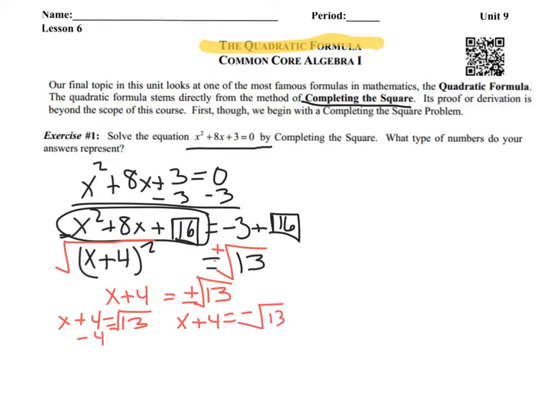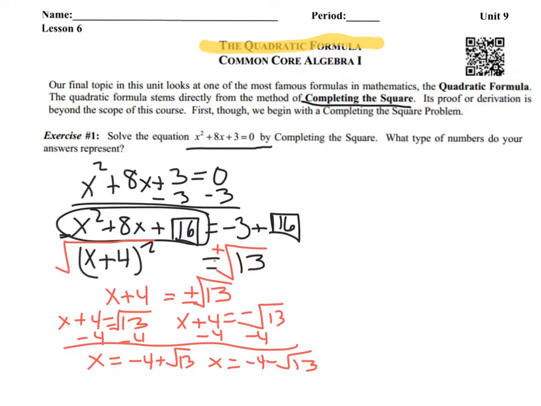And you're going to subtract 4 from both sides in both cases. So minus 4, minus 4. And you'll end up with two answers. You'll get x equals negative 4 plus the square root of 13, and x equals negative 4 minus the square root of 13.